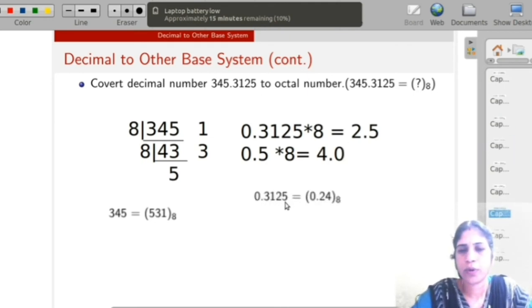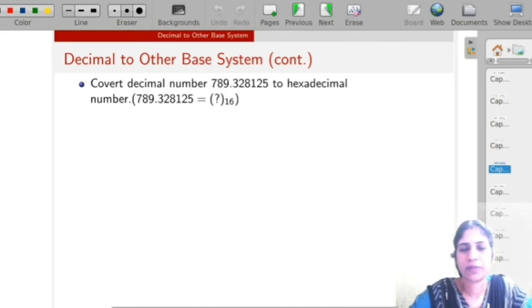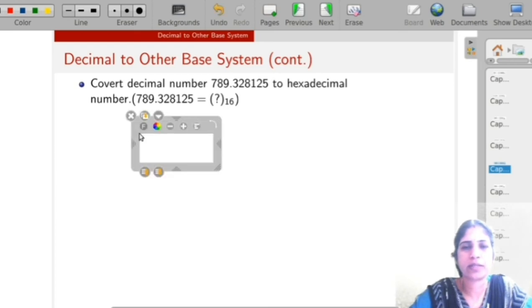And the answer is 0.3125 is equal to 0.24 base 8. So the final answer is 345.3125 is equal to 531.24 base 8. Next, our aim is to convert a decimal number to a hexadecimal number.